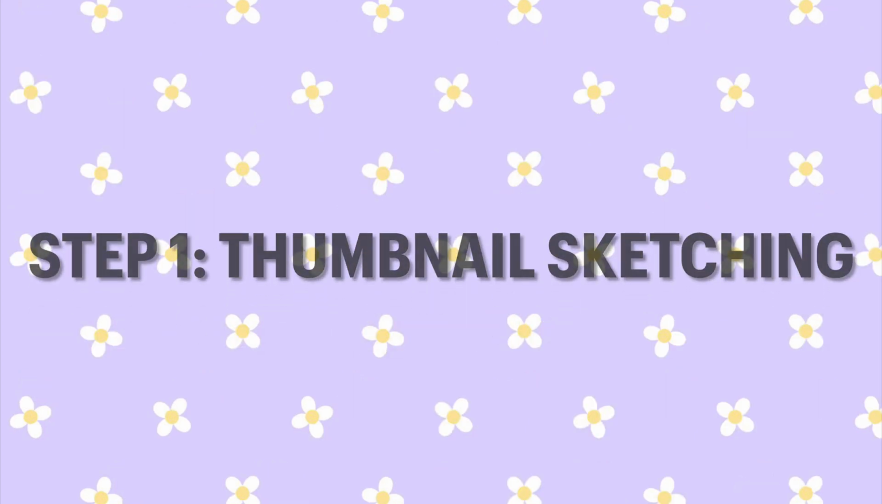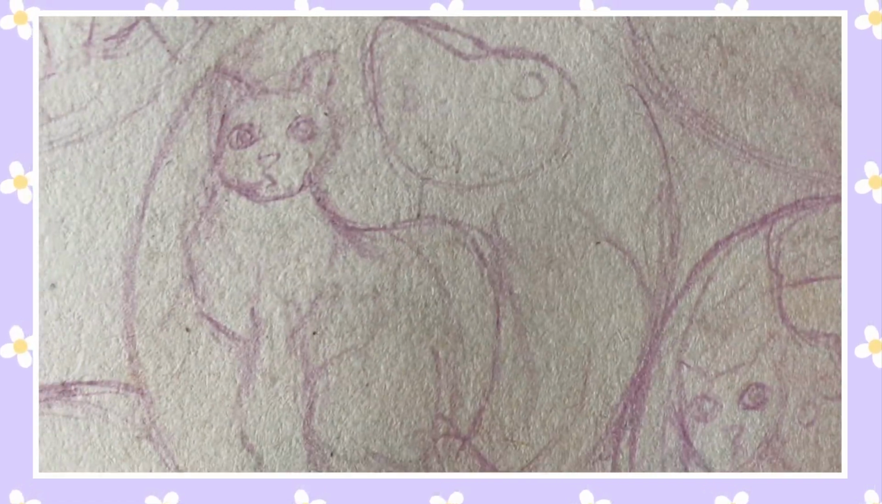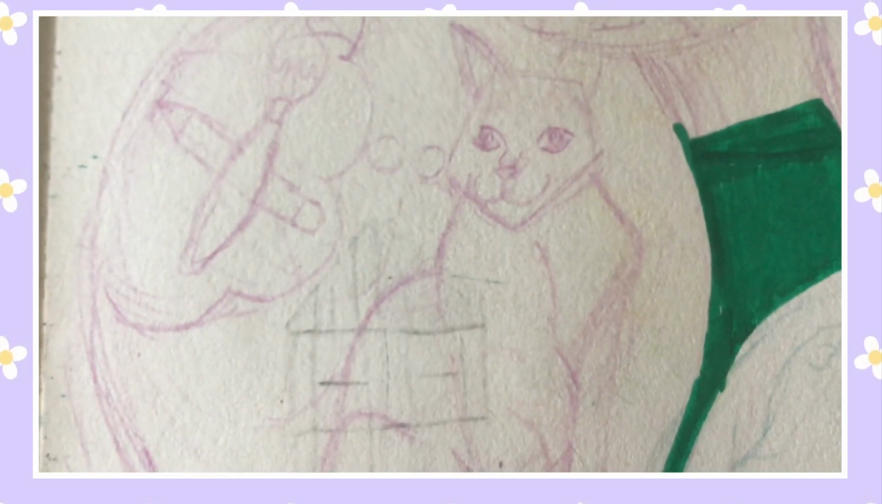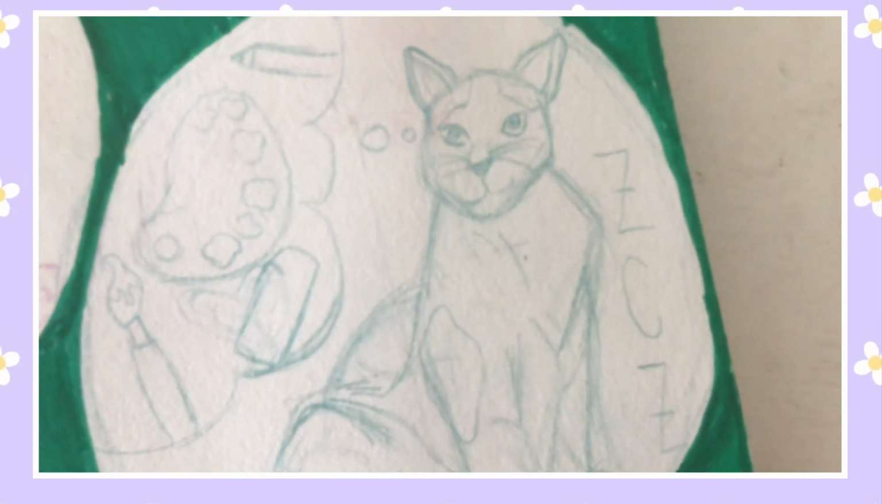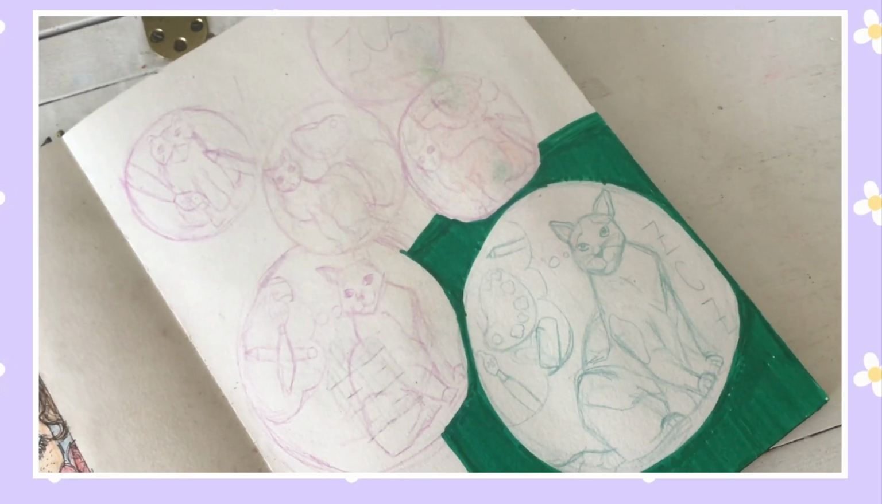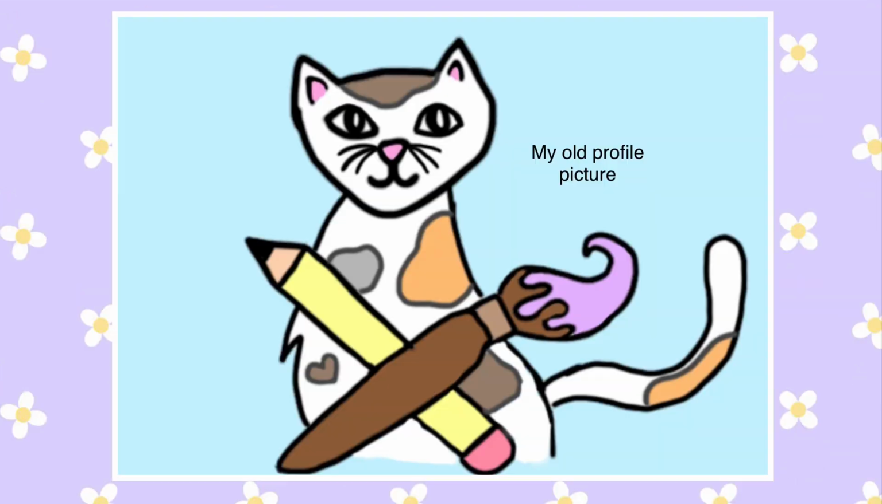The first thing that I did was draw a whole bunch of different thumbnail sketches to get an idea of the different features that I wanted to include in my profile picture. I personally wanted to make my profile picture look similar to the old one, just an upgraded version of it. So I kept the whole theme of having features like the calico cat and some art supplies in the profile picture somewhere, as well as having a blue background.